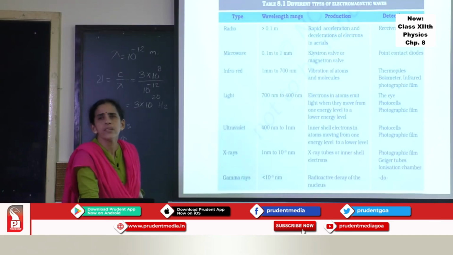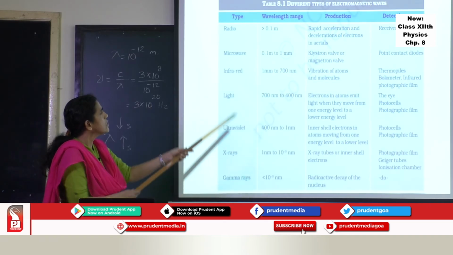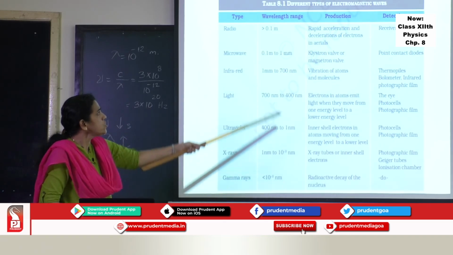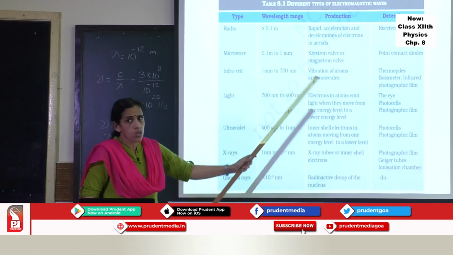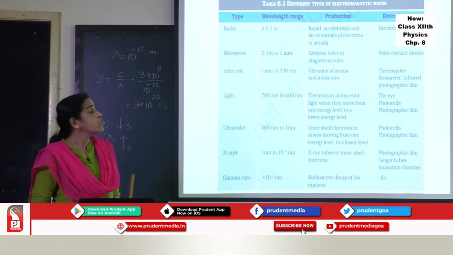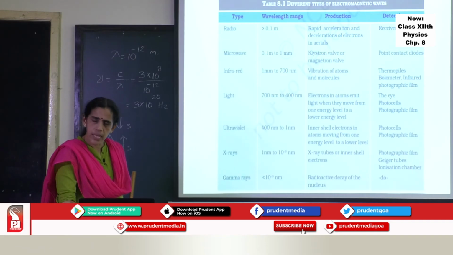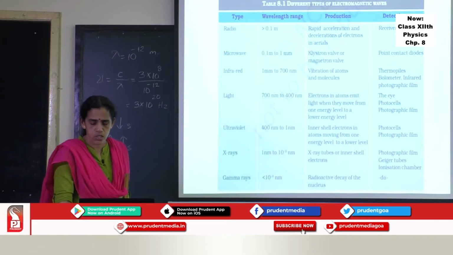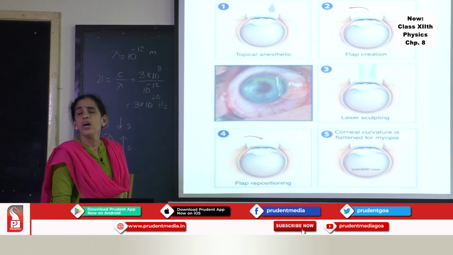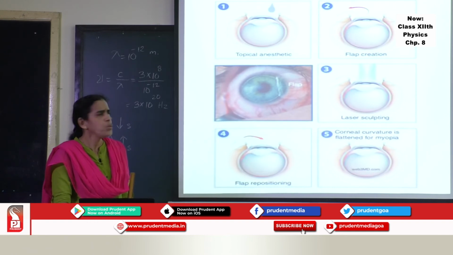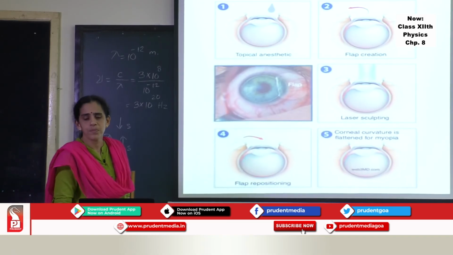Okay? This is a table from the back of your textbook. It just summarizes all the waves, their wavelength range and how they are produced. Detection is not there. It means you won't be asked a question on detection. Okay, it's right from your textbook. This is some procedure of your LASIK eye surgery. No need to remember, I just wanted to show you how they do it.